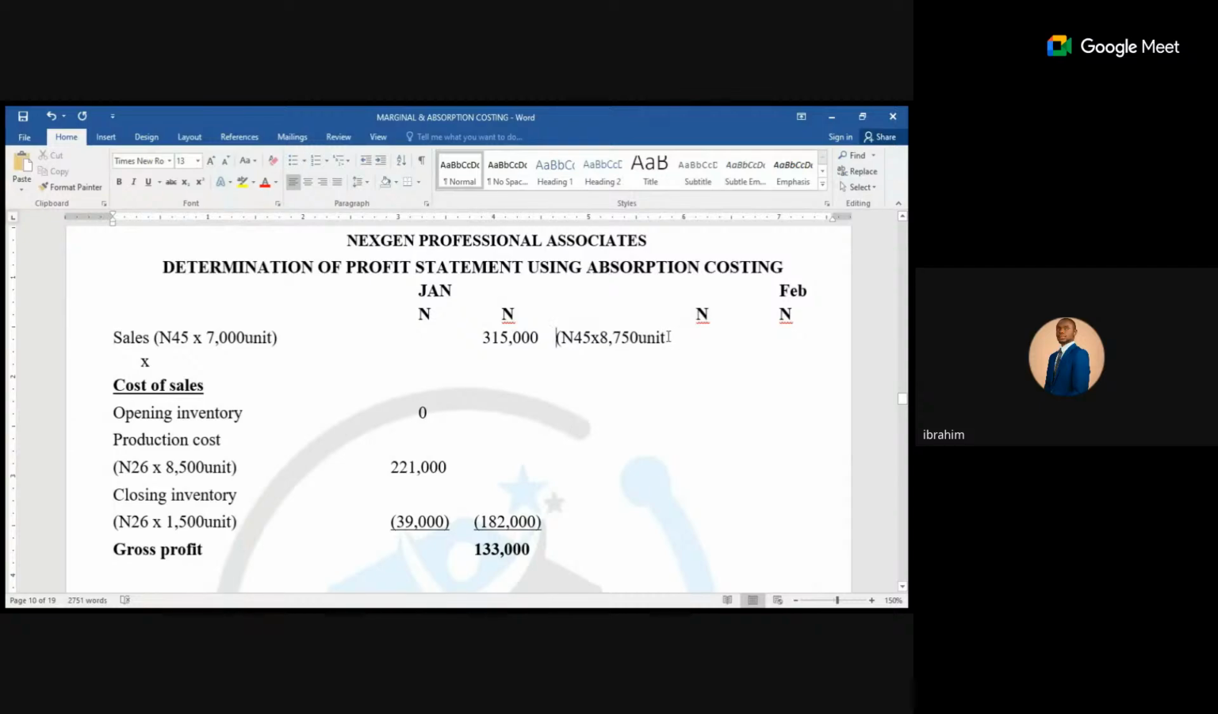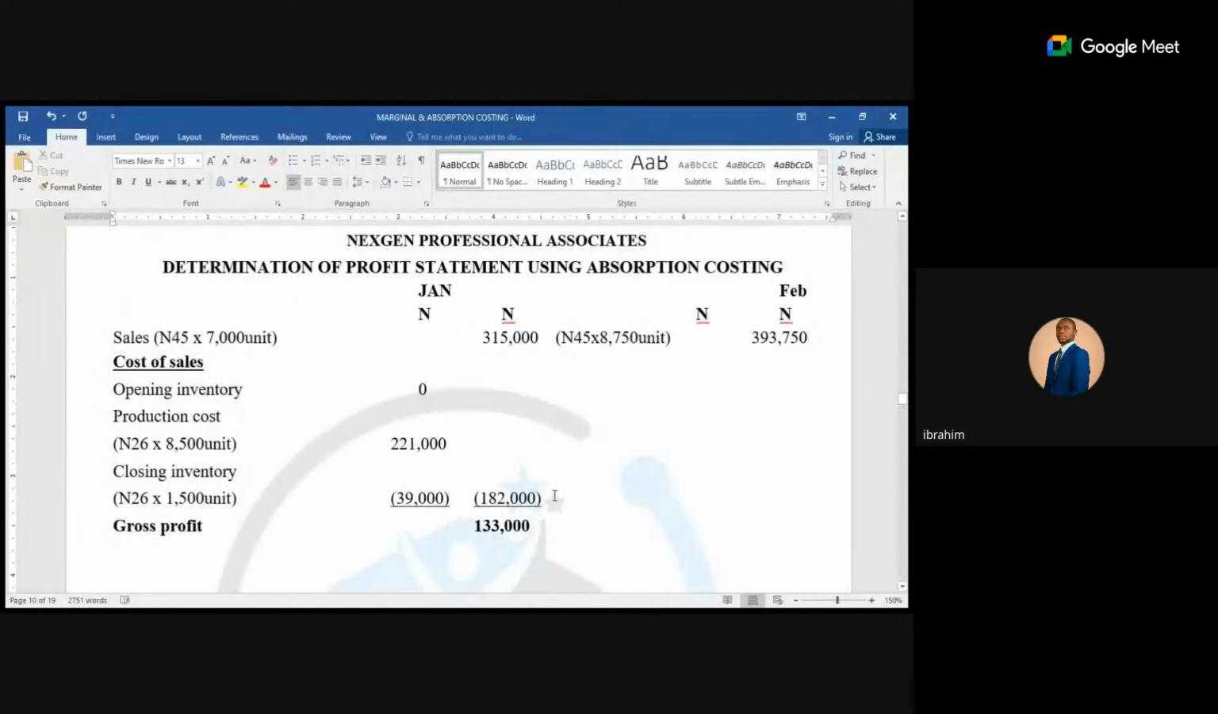750 units. So what is the sales? What do we have? 393,750. Right, 750. Class, we still move to this side of production costs.